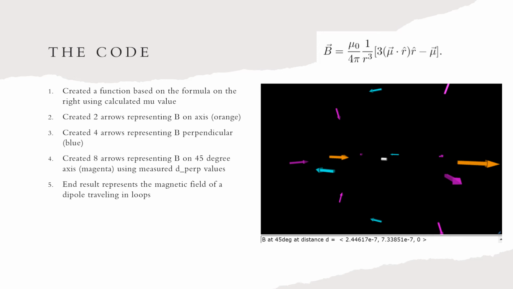Using the calculated mu value that we found in the previous part of the lab, we created arrows representing B on the axis. We created arrows representing B perpendicular to the axis, and we created a whole bunch of arrows representing B off axis at a 45-degree angle. Over here we see that the arrows on the axis are the orange ones, perpendicular to the axis are the blue ones, and the ones off axis are found over here with the magnetic field.